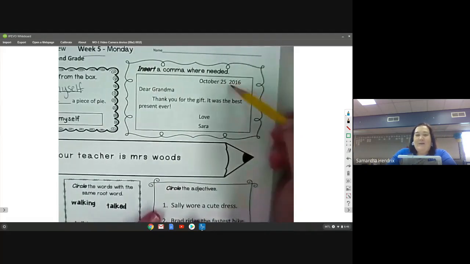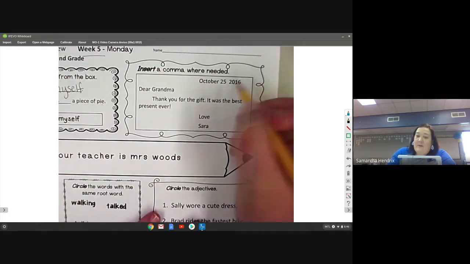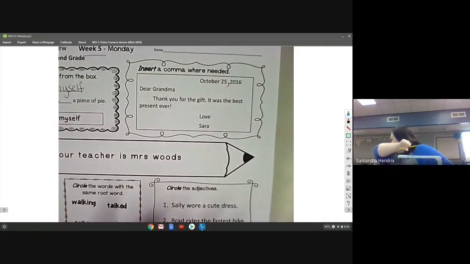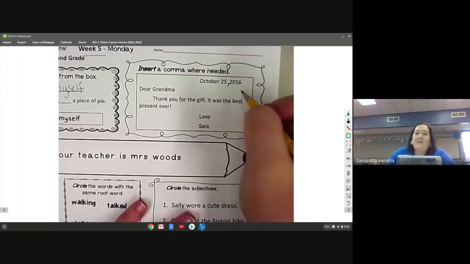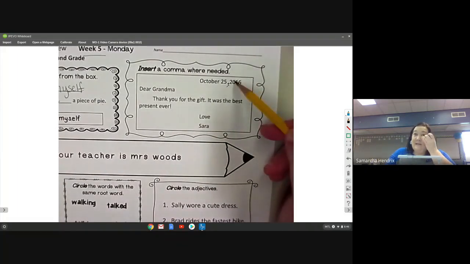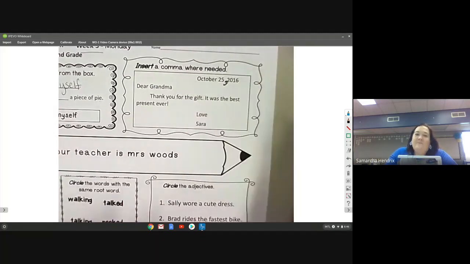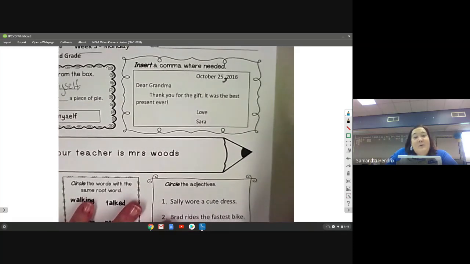Insert a comma where needed. Okay, we did dates last week, so we know that we need a comma. Oh my goodness, excuse me. We need a comma between the day and the year. So we're going to put a comma right here. And a comma is the one that hangs down. It's not up in the air. Okay? We need 2 more commas.